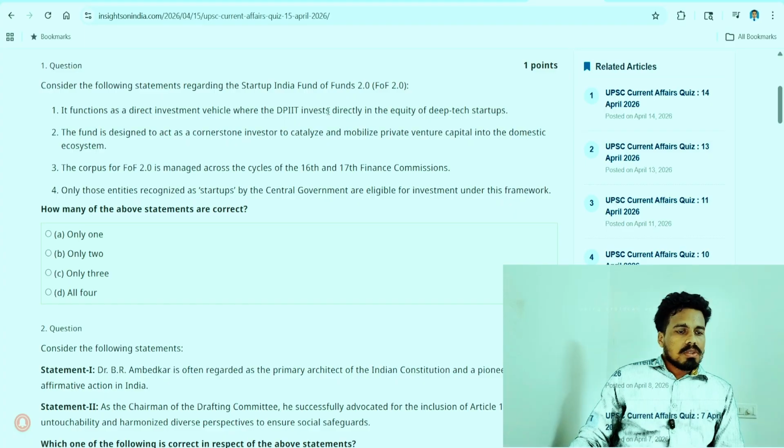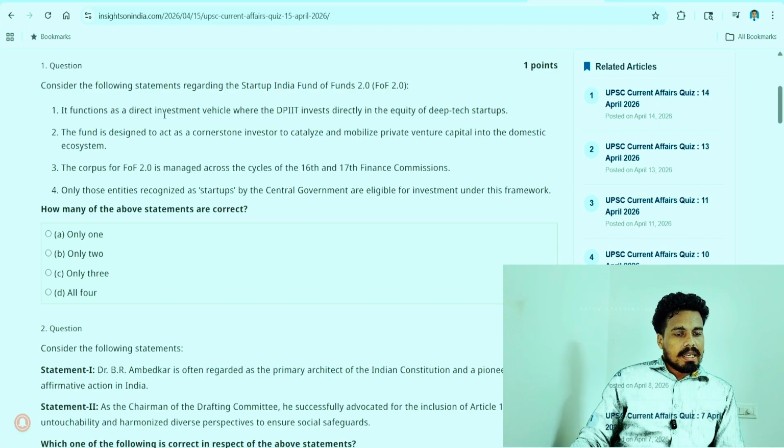So let's analyze the first question. Consider the following statements regarding the Startup India Fund of Funds 2.0. There are four statements, and we have to analyze which of them are correct. The options are only one, only two, only three, and all the four. So we can conclude that at least one statement should be correct here. Let's read the first statement.